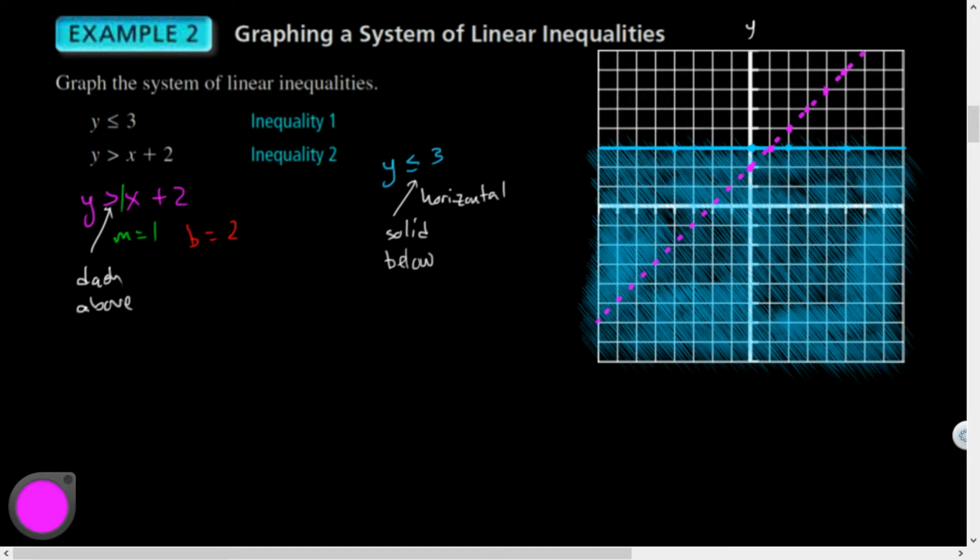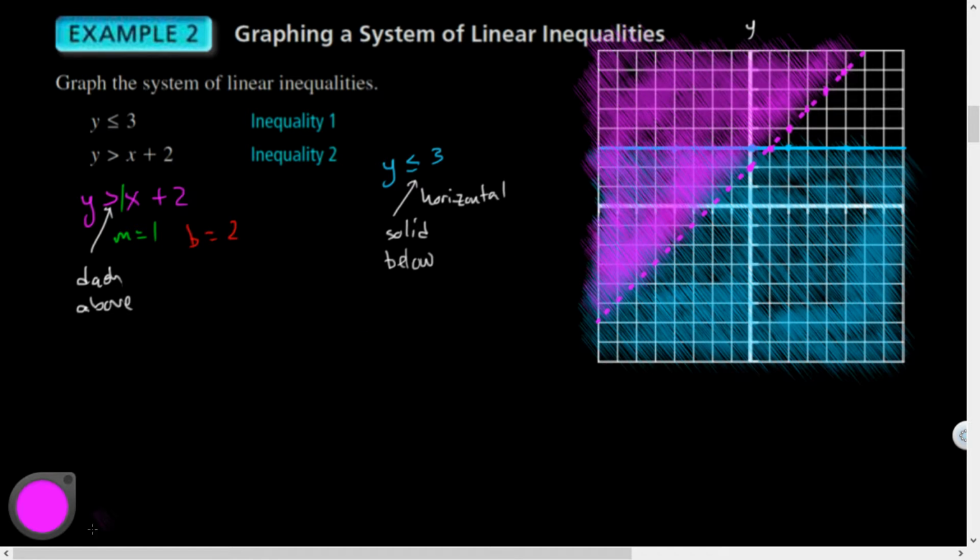Which way were we shading? Above the line. All right, so I'm going to shade above the line. Right, so my solutions are all of the points in the common shaded region. So you notice that there's an intersection right here at 3, 1. Now, 3, 1 actually wouldn't be a solution of the inequality, though, because one of those lines is dotted.